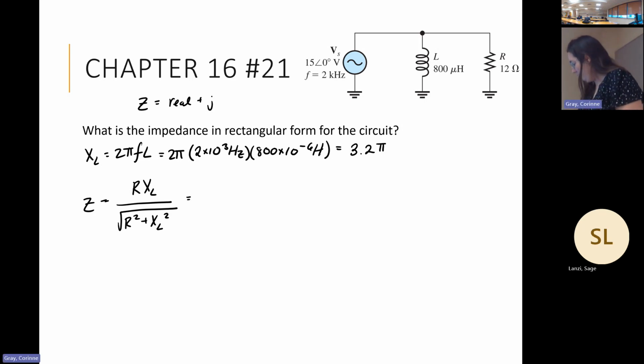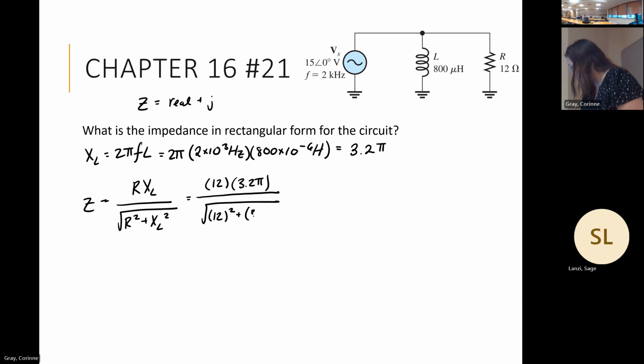So for R here, that was given as 12 ohms. I'm going to drop all my units for the sake of space. I'll have 3.2 pi over the square root of 12 squared plus 3.2 pi squared. Taking that and plugging it in, I got that for the magnitude of Z, I have 7.70621, and that is going to pop out in ohms.